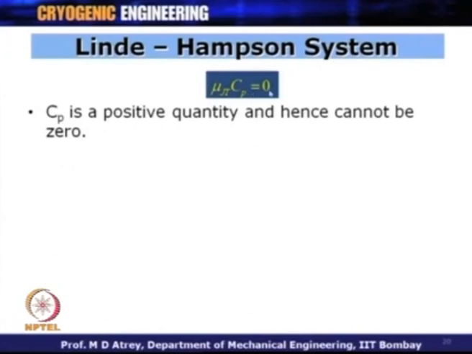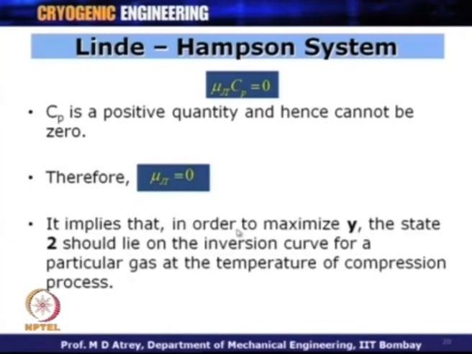If mu JT into CP is equal to 0, the quantity CP cannot be 0, because CP is always a finite quantity. Therefore, what you learn from this is that mu JT is equal to 0. So point 2 is such that mu JT should be equal to 0 for that particular temperature. It implies that in order to maximize y, the state 2 should lie on the inversion curve. As you remember, on the inversion curve, mu JT is equal to 0. So point 2 should lie on the inversion curve for a particular gas at the temperature of compression.